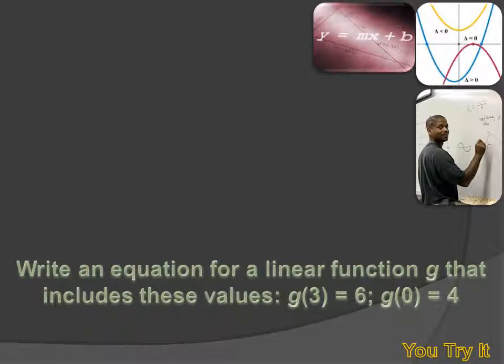All right, don't get confused. Hopefully you remember that functions are not always noted with the letter f. Sometimes they're noted with other letters, like g. And in this case, we've got a function g, and we know that the function g of 3 equals 6, and the function g of 0 equals 4. Can you determine what the equation for this linear function is? Hit your pause button, try the problem, and then hit your forward key to move on to my answer.